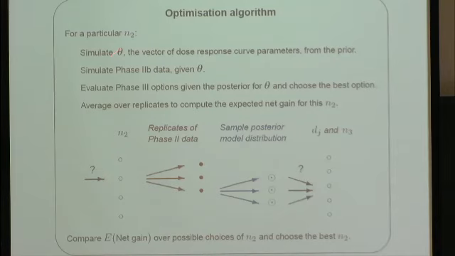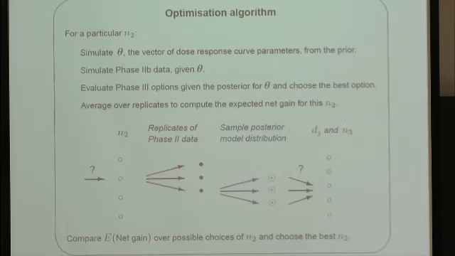We get a dose-response curve. We then generate subjects' responses on the different doses under that curve. And that gives us a set of data. So here you are at the end of phase 2, thinking, do I carry on? Which dose do I select? How big should phase 3 be?